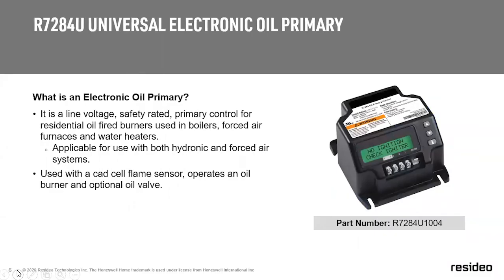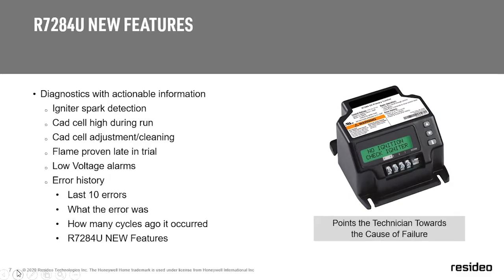So, Universal Oil Electric Primary. Our primary is the R7284U 1004. It's a line voltage safety rated primary control for residential oil fired burners and boilers and forced air. Used with CAD cell flame sensors, it operates the oil burner and the oil valve. Diagnostics: ignite spark detection, CAD cell high run, CAD cell adjustment and cleaning, flame proven latent trial, low voltage alarms, and error history. It saves the last 10 errors and what the error was and how many cycles ago that it occurred.